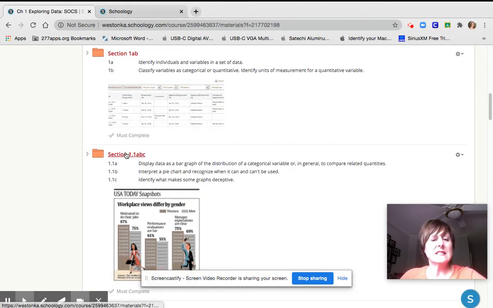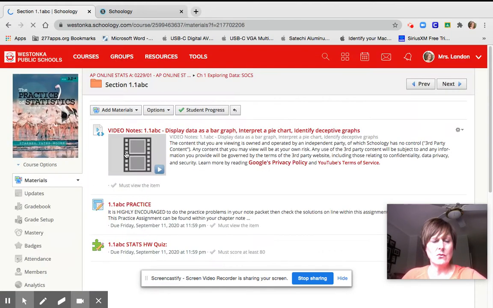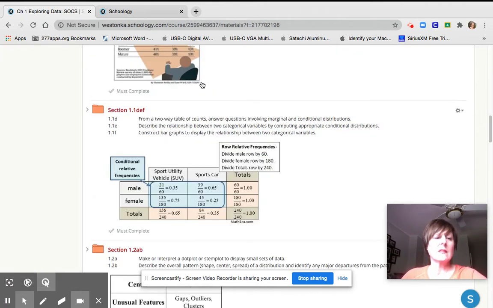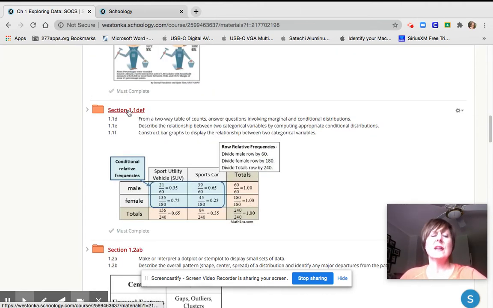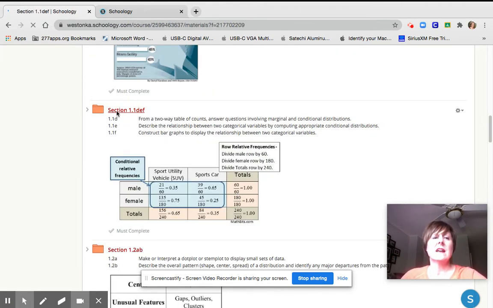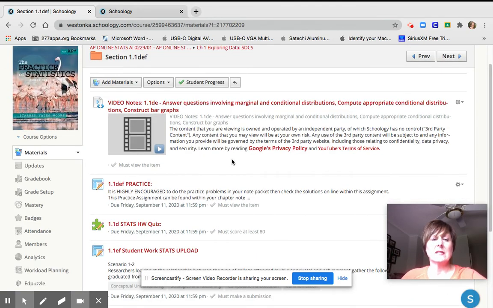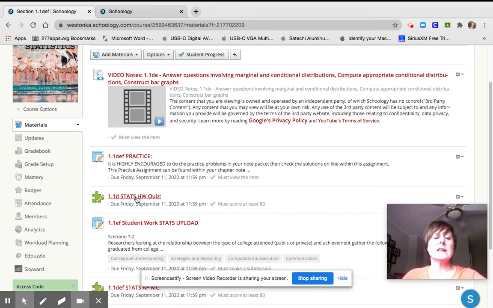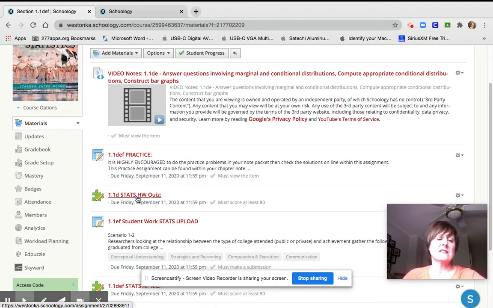I want to peek into this next section and show you another type that you could encounter. Here, actually, this is going to be very similar, so nothing different on this one. This section here, though, 1.1 DEF, if you click on that, you're going to see some other types of assessments. Again, watch the video, take the notes, do some extra practice on here if you want some more information, look at my solutions. Here you have another homework quiz. Again, fill in the blank, matching, things of that nature.